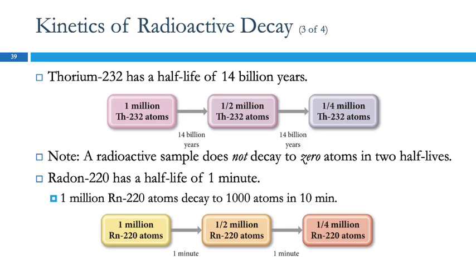It's not that after 2 half-lives it's all gone. The rate decreases as the number of things decreases, so you're just cutting in half and cutting in half. Radon-220 has a half-life of 1 minute. Much more active. So if you had 1 million radon atoms, after a minute you've got 500,000. After another minute you have 250,000.